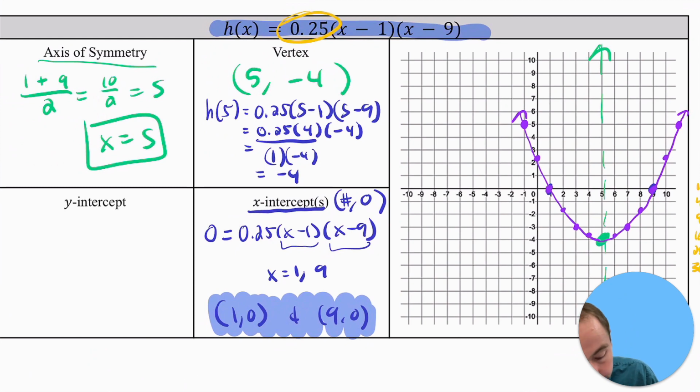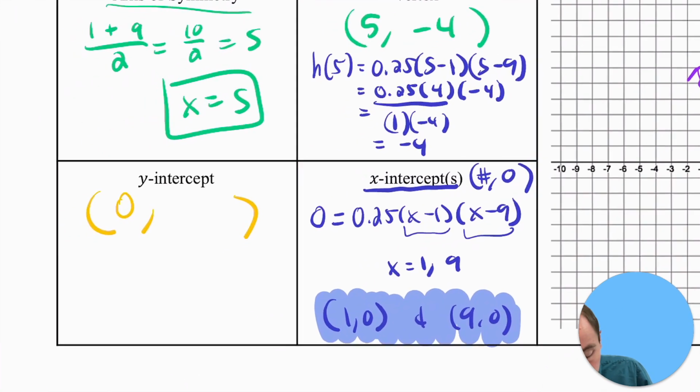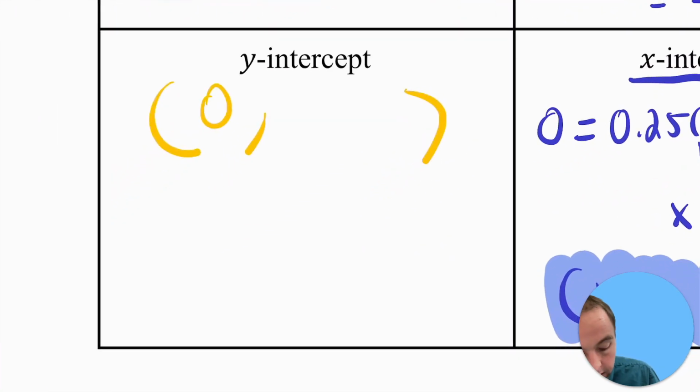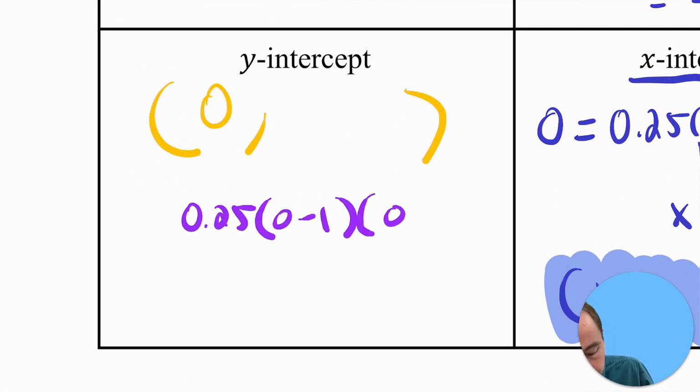And then finally, the last characteristic that we'd want to find here is the y-intercept. And we know that a y-intercept always has a 0 for its x-coordinate. And so you could find it from the equation if you plug 0 into the equation. So you could do 0.25 and then 0 minus 1 and 0 minus 9.